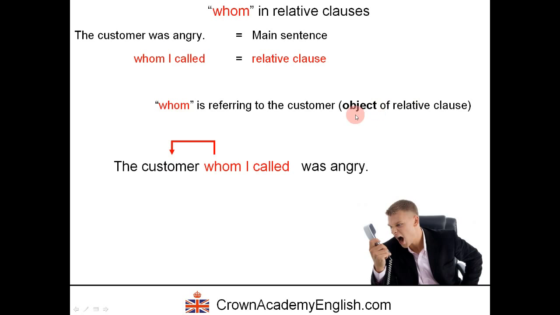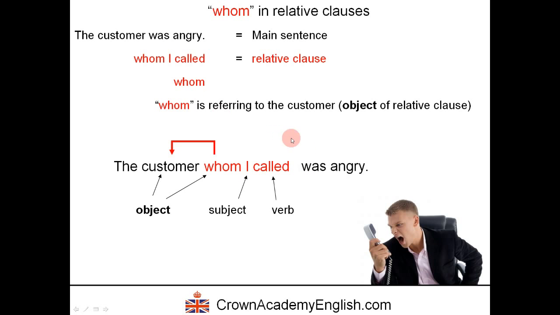And it is the object of the relative clause. So whom is the object of this part in red. Whom is referring to the customer. I is the subject, and called is the verb. So I called the customer, and the customer is angry. That's the meaning of the sentence. I am the person calling. I am the person doing the action. Okay, this is the object.